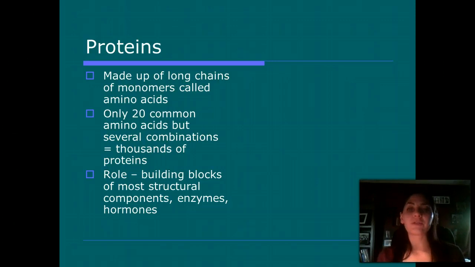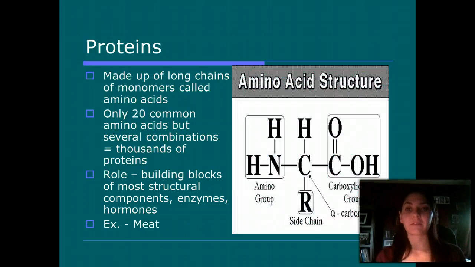The role of proteins is that they are the building blocks of most structural components. One very important thing I want you to make sure you know about proteins is that enzymes are proteins. And enzymes are what catalyze reactions, or speed those reactions up. An example of a protein would be meats.